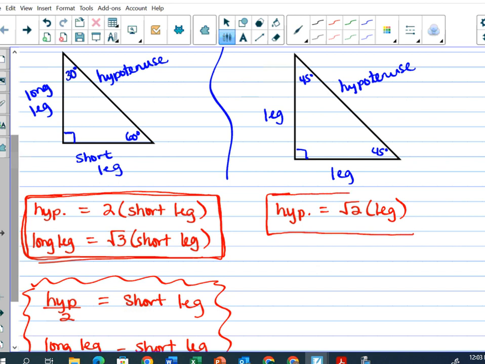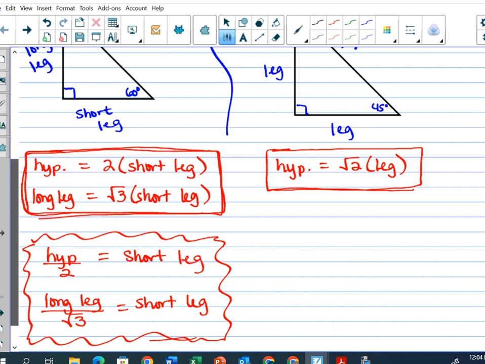And guys, we could go through proving why we have these equations with the Pythagorean theorem. But you probably did that in geometry, and I don't think we need to do it again here. But it is true every time. And then again, secondary equation here, if you wanted to solve for the leg, you would just take the hypotenuse and divide it by root 2 to get a leg.